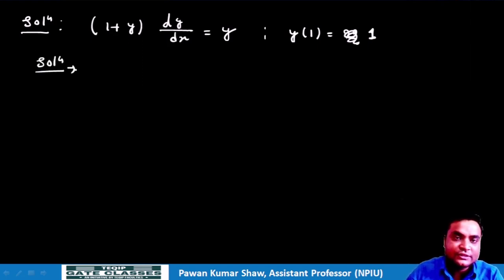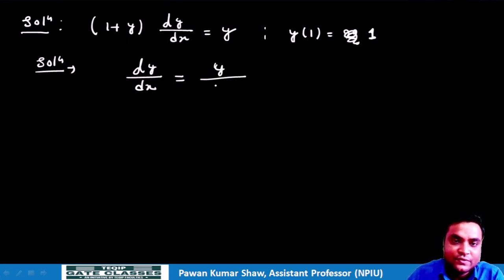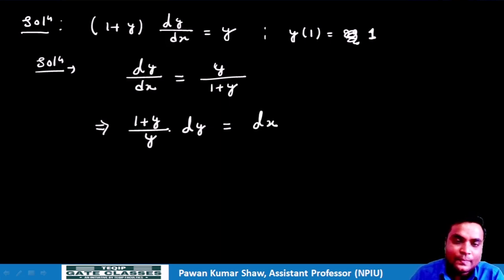So how can we solve it? See, 1 plus y dy by dx equal to y. If you notice, this is a simple problem and we can solve it using separable variable. So what can we write? dy by dx is equal to y by 1 plus y, and you can see that this right hand side function is only a function of y. So we can apply the separation of variables and simply solve the problem. So we can write 1 plus y divided by y dy equal to dx, and now we are taking the integration.